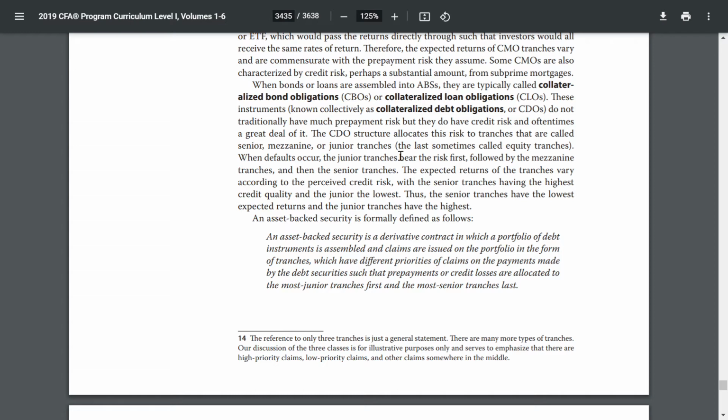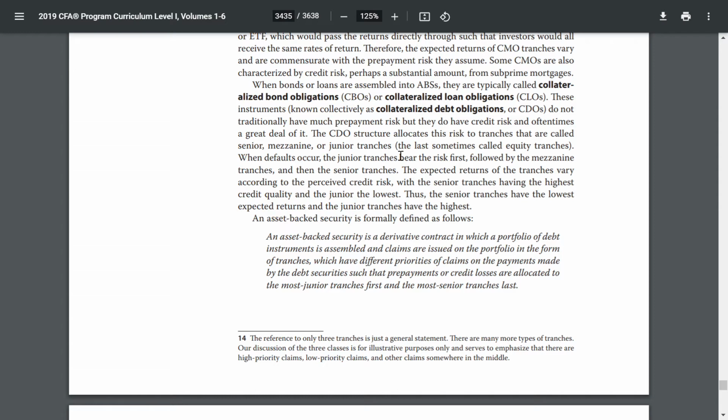The CDO structure allocates the risk to tranches that are called senior, mezzanine, or junior tranches. When default occurs, the junior tranches bear the risk first, followed by mezzanine tranches, and then senior tranches. The expected returns of the tranches vary according to the perceived credit risk, with the senior tranches having the highest credit quality and the junior the lowest. Thus the senior tranches have the lowest expected return and the junior tranches have the highest.